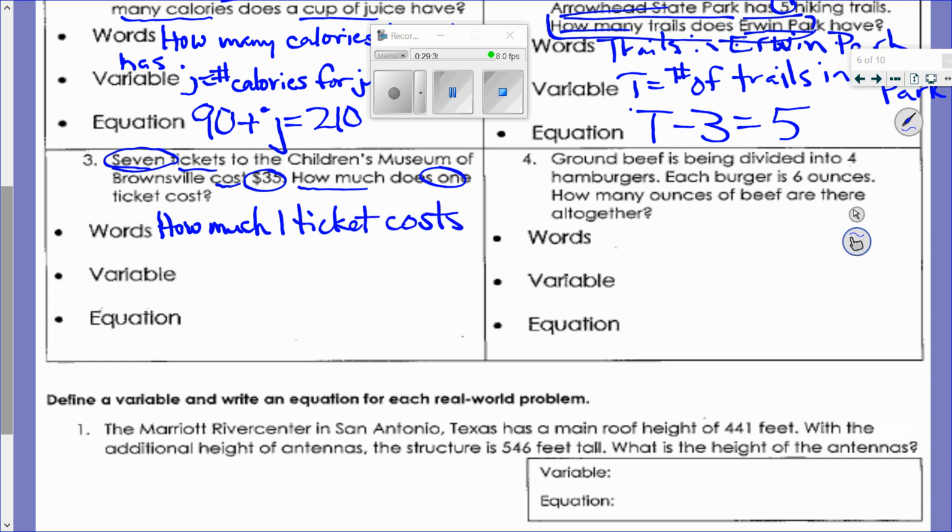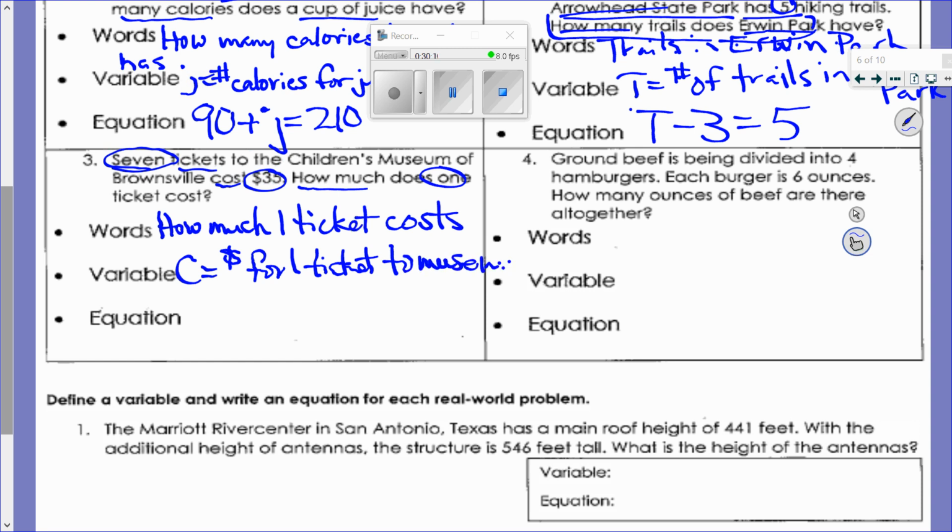So now I need to set up a variable for that. What variable should we use? We could use C. C, okay. And what is C going to be? The amount of money, dollars, for 1 ticket to the museum, to be more specific.